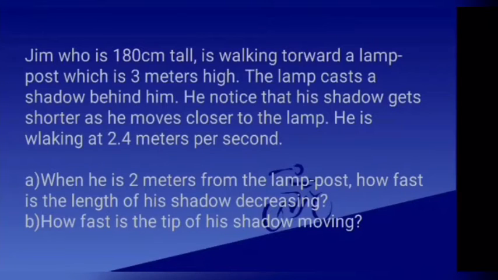Okay, so for MAT183 assessment 3, the question is: Jim, who is 180 cm tall, is walking toward a lamp post which is 3 meters high. The lamp casts a shadow behind him. He noticed that his shadow gets shorter as he moves closer to the lamp. He is walking at 2.4 meters per second. Question A: when he is 2 meters from the lamp post, how fast is the length of his shadow decreasing? And question B: how fast is the tip of his shadow moving?